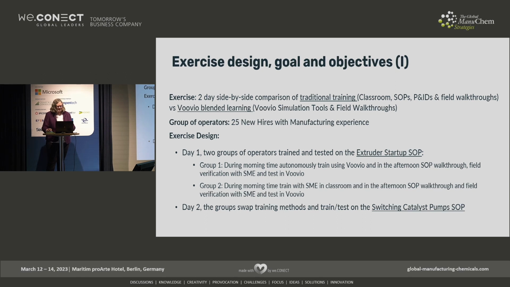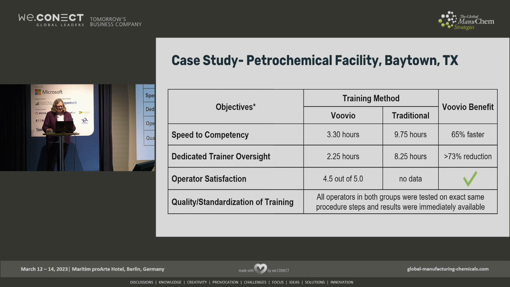And the second day, they changed the SOP, took a new one, switching the catalyst pumps, and they switched the groups basically. And what they found was that the speed of the blended learning, so the combination of using Vuvio and having a short field walkthrough after that, was significantly faster compared to traditional methods. But not only that, also the workload on the SME was significantly less. And the operators actually liked using it.